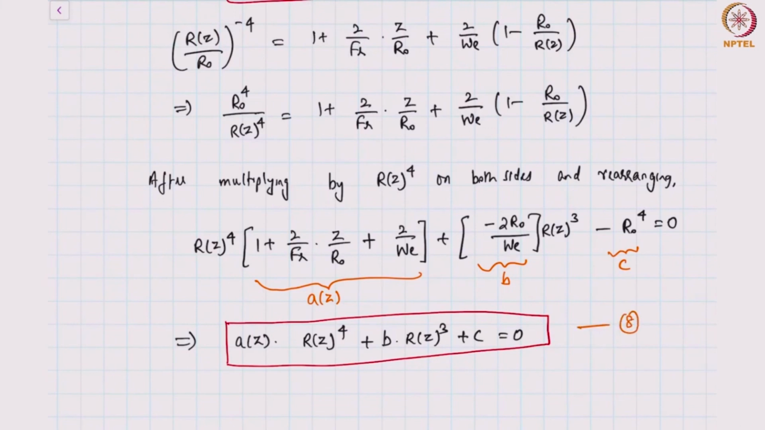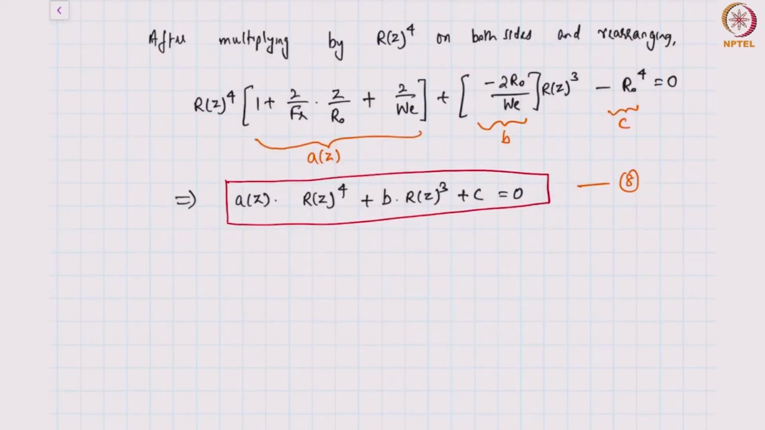Now at every z location, if you know the Weber number and the Froude number, because remember Weber number and the Froude number are completely described by the initial conditions, which is R naught and the U naught, and of course the material properties of the fluid, then at any z location what you get is a simple quartic equation, which means that R at that location will have 4 roots and you should only take the positive root. So one can actually solve this problem, and we can say that we have now come up with an expression for the radius of the jet at any arbitrary location. We can stop it here.